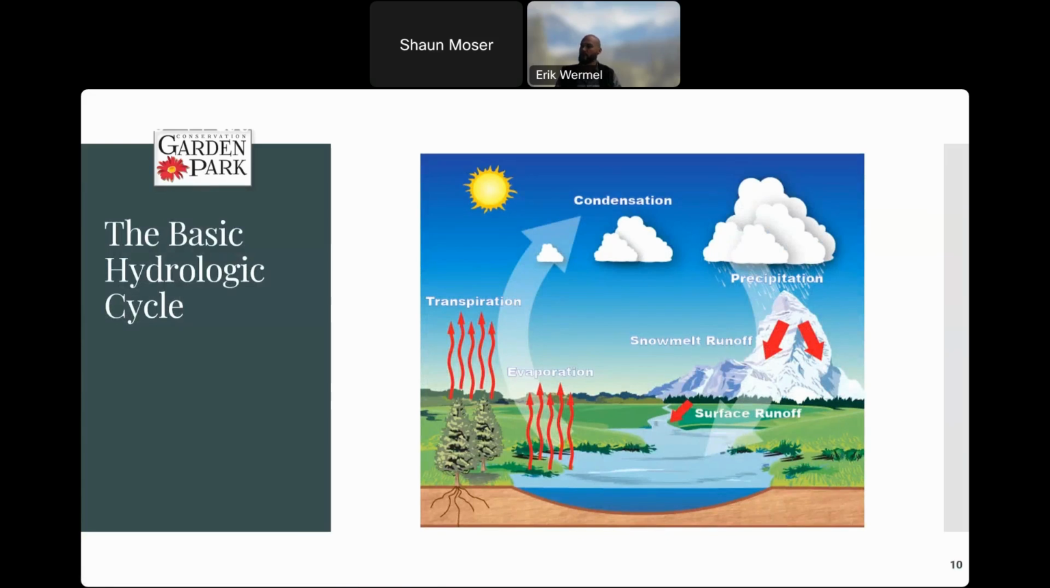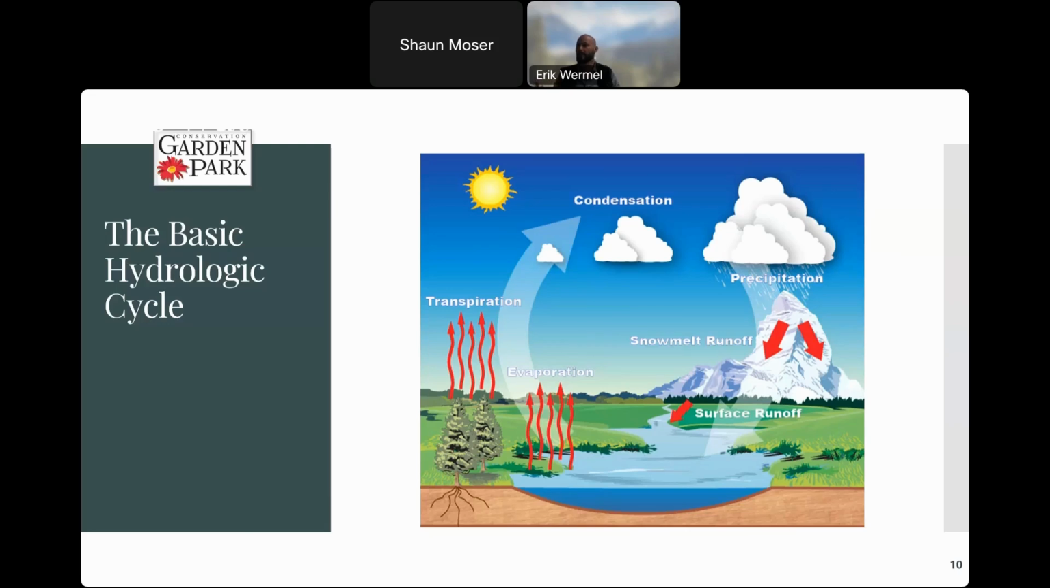This is a very basic version of the water cycle. Back in elementary school, I think it's usually third or fourth grade that this is covered. This might be the last time that you saw it or thought about it. But at its core, the water cycle is the continuous movement of water from the ground to the atmosphere and back again.